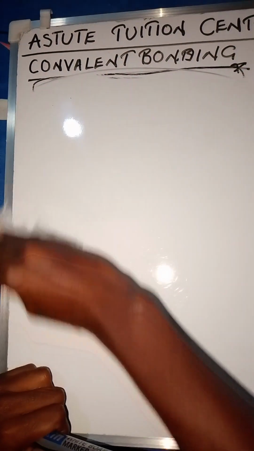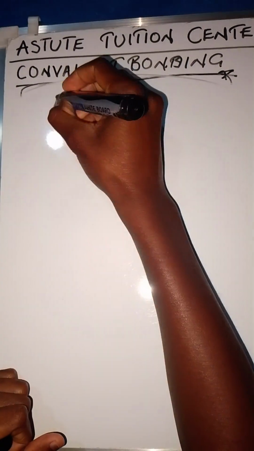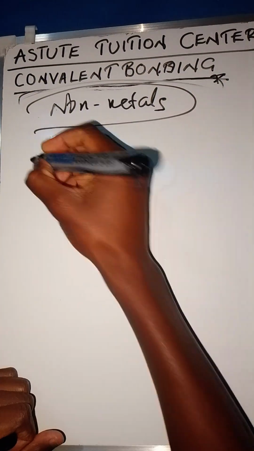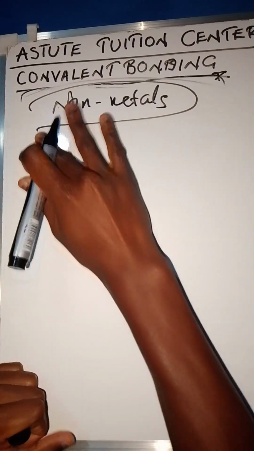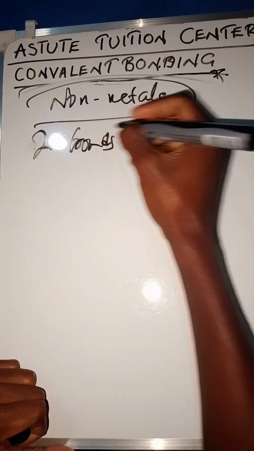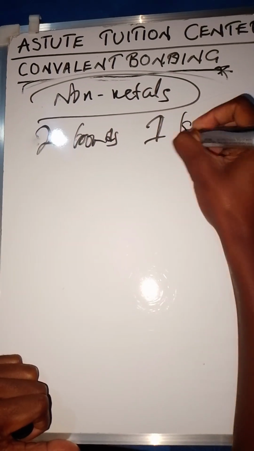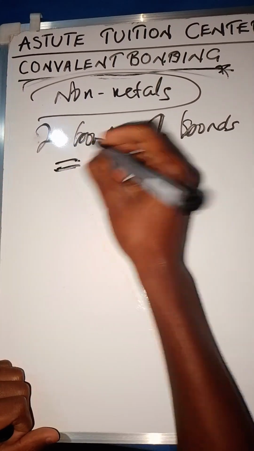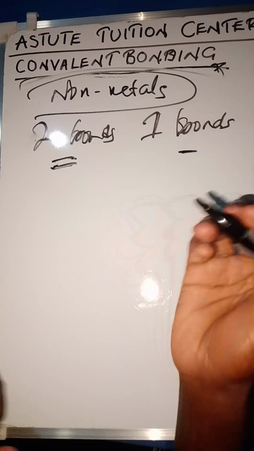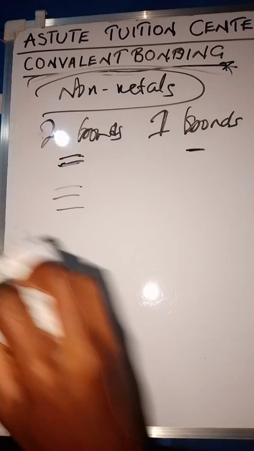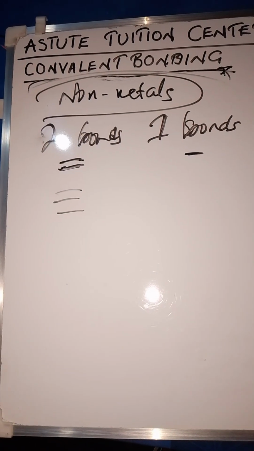Another thing you need to know under covalent bonding is that since it involves non-metals, these bonds can be of different types. They can be single bonds, which is 1, or double bonds. Double bonds are represented with 2 lines like that, and single bonds with one line like that. And then they can also be triple bonds, which go on just like that.